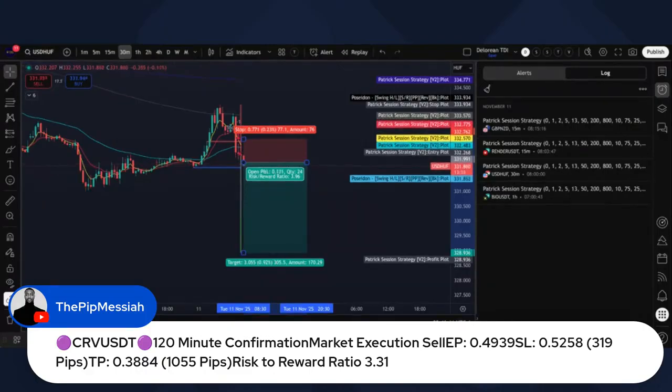And this is a 30-minute sell. 3.96 risk. Have entry at 331.991. We have stop at 332.762. And we have take profit at 328.936.